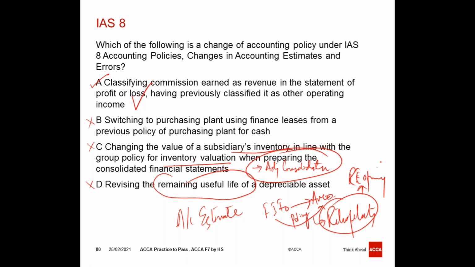In line, it says that it is in line with the group policy. This is not an accounting policy. It does not mean that if you see the word policy in any sentence, then you should say that this is an accounting policy. The wording is actually manipulated from the examiner side.